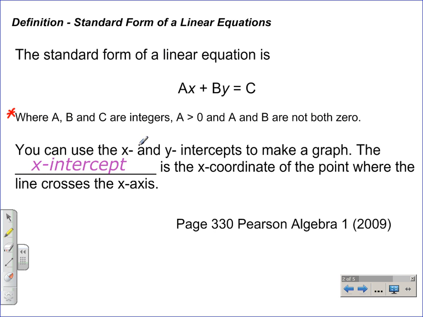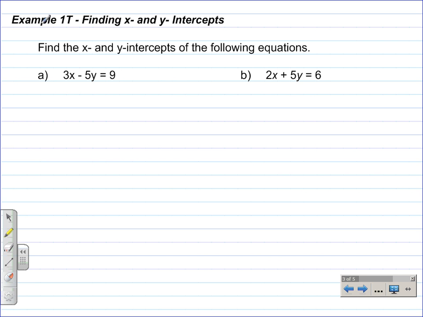You can use the x and y intercepts to make a graph. The x-intercept is the x-coordinate of the point where the line crosses the x-axis. Just like the y-intercept, the linear equation is going to cross the x-axis, unless of course it's a horizontal line, and we'll talk about that in example 5. Let's look at finding the x and y intercepts. Example 1, finding x and y intercepts. Find the x and y intercepts of the following equations.